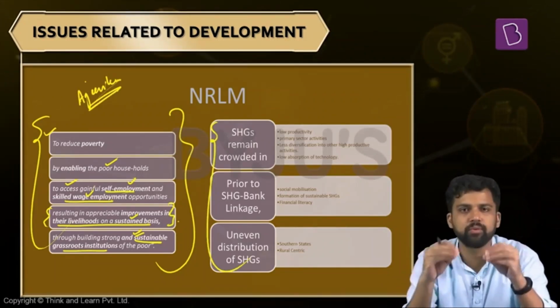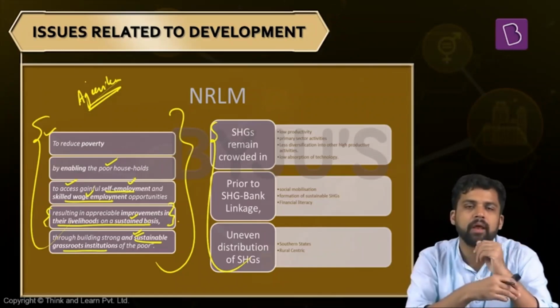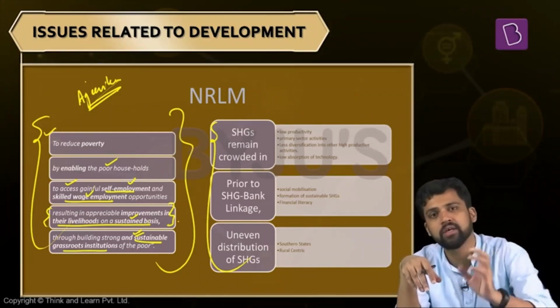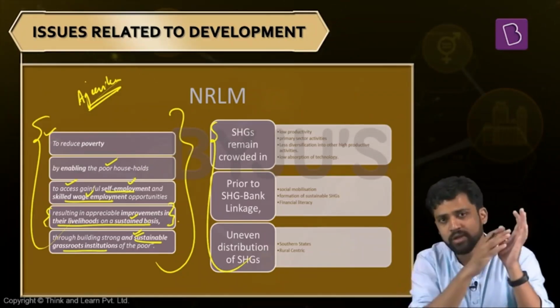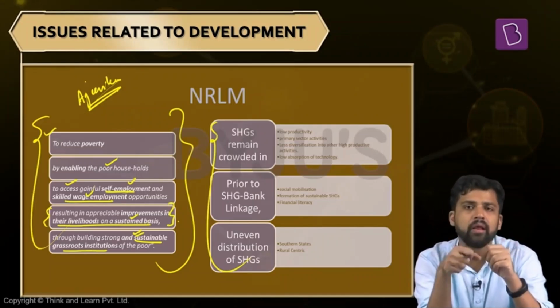So here we have discussed self-help groups in detail. Self-help groups are groups which consist of 10 to 20 members. These groups are not legal entities, but they are recognized. They are not formally recognized, but they are recognized by different financial institutions. Financial institutions provide money to self-help groups in the form of loans.